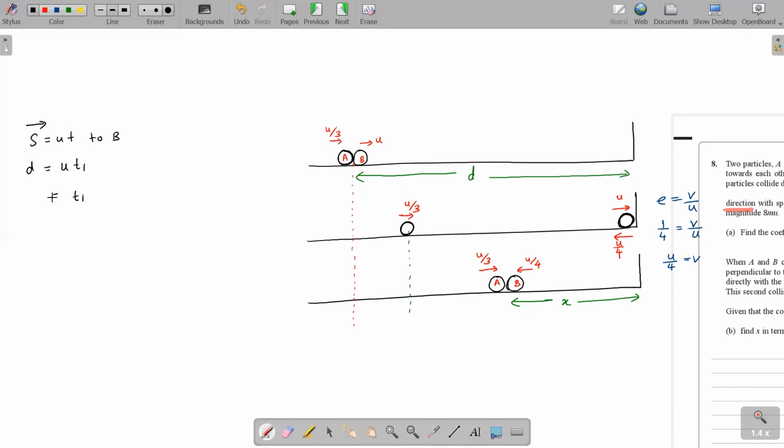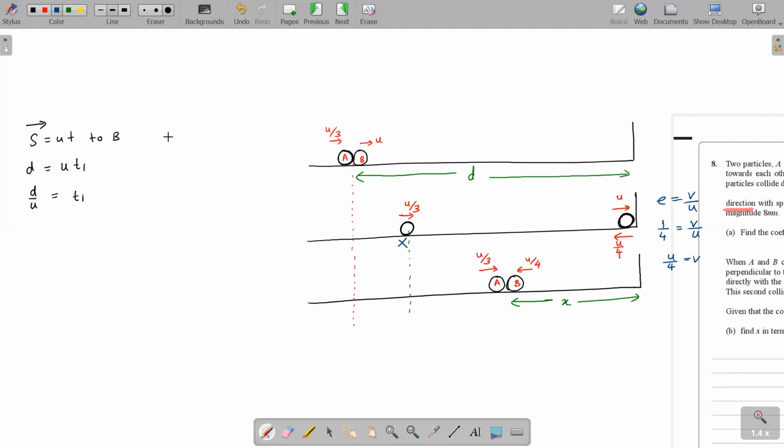So I get time T1 is D over U. Do you agree? And during that exact same time gap, what is particle A doing? While B travels to the wall, A has traveled to this point, let's name it point X. At the same time duration that B traveled here, A has traveled from here to here. The time duration is exactly the same. So we can find the distance that A traveled forward during the time gap D over U.